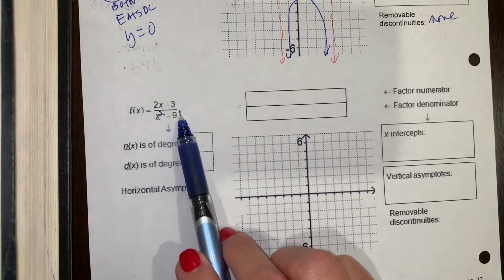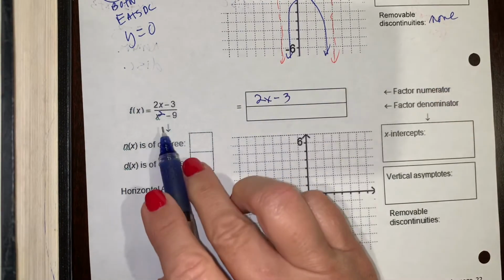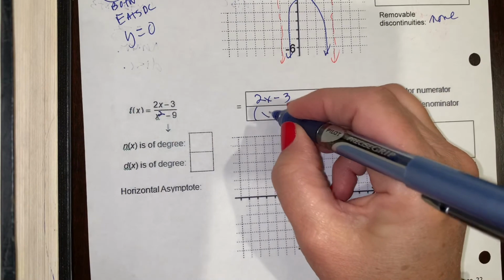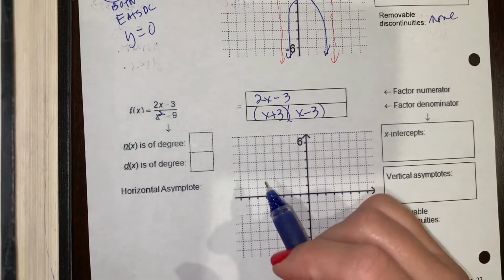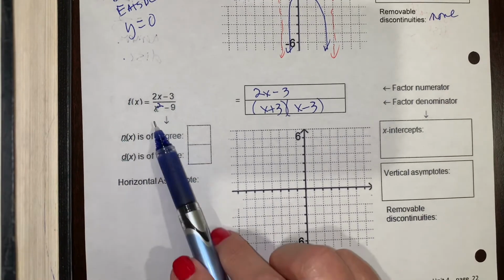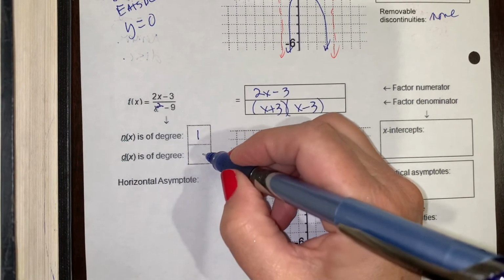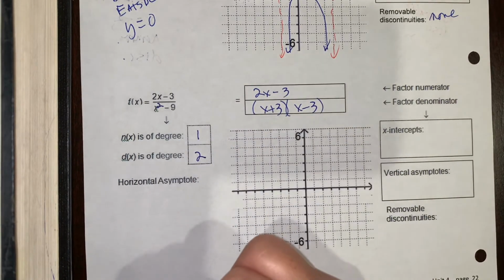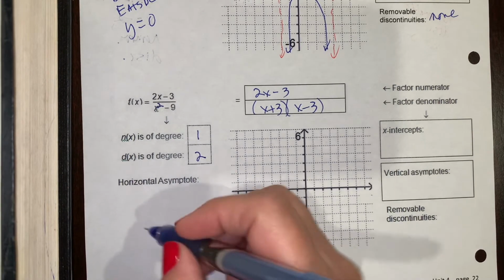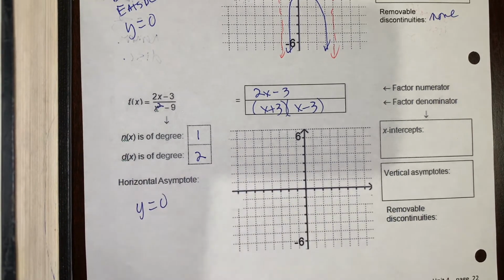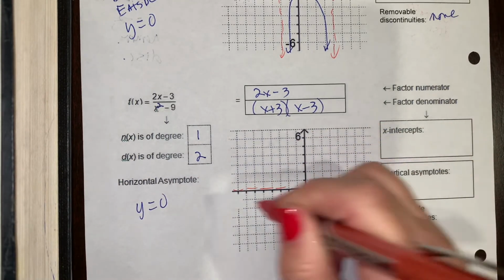Okay, so there's no factoring that, so it would just stay 2x minus 3. Now, x squared minus 9 is a perfect square binomial, the difference of two perfect squares. Okay, so the degree of the top is 1, the degree of the bottom is 2. So again, the degree is bigger on the bottom. So at y equals 0, I'm going to have another horizontal asymptote.